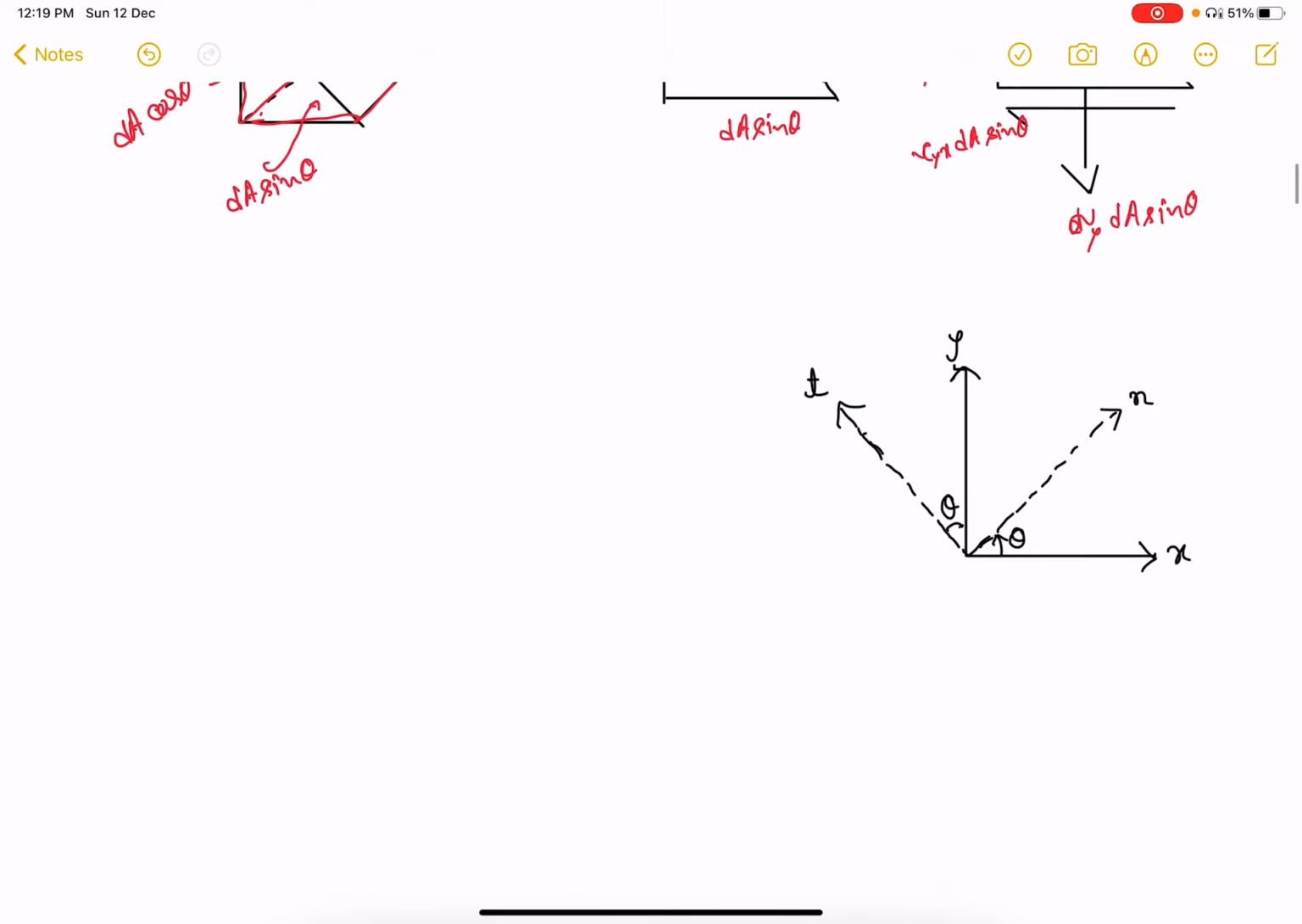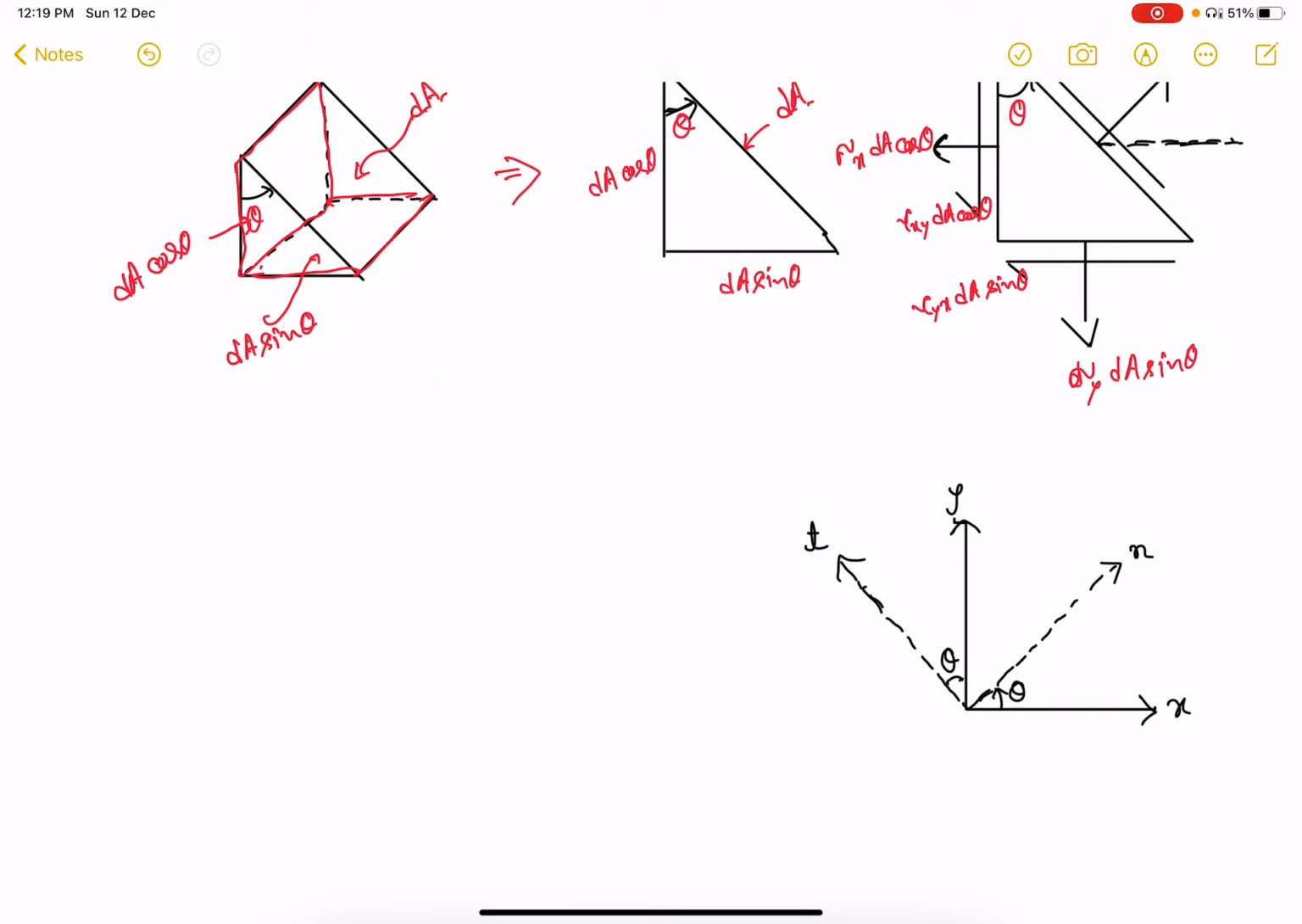Now what do we have? What are the forces we have? The forces are sigma n dA, tau nt dA, sigma x dA cos theta, tau xy dA cos theta, tau yx dA sin theta, and sigma y dA sin theta. These are the forces.